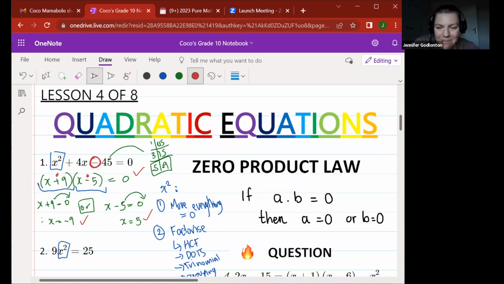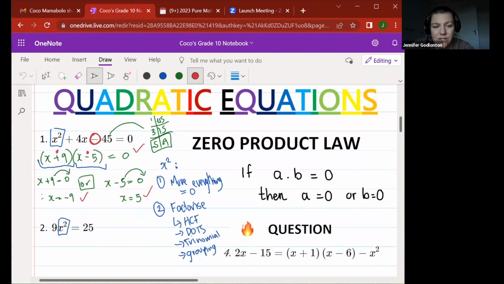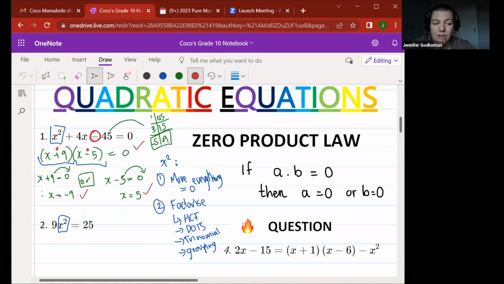All right, guys, give number 2 a try for me. So we've got 9x squared is equal to 25. It's another quadratic equation because we've got that x squared. So I want you to have a go. Okay, that's how we learn. We can see the x squared, so think about this process. Move everything to one side and make it equal to 0, and then factorize.